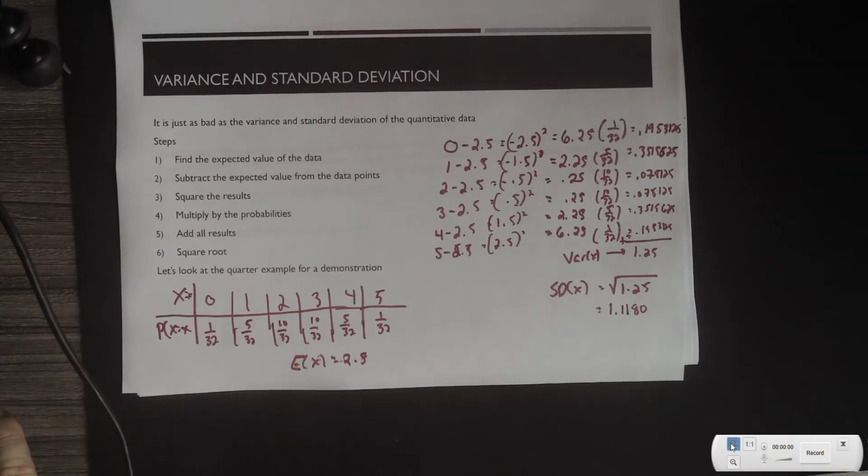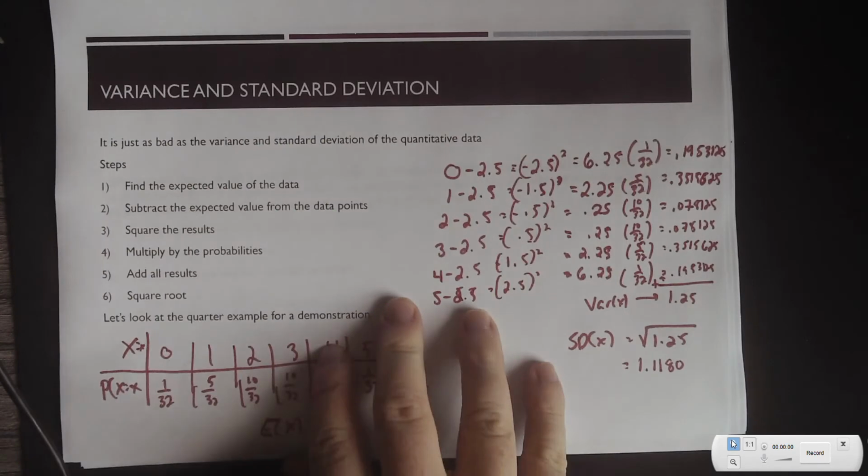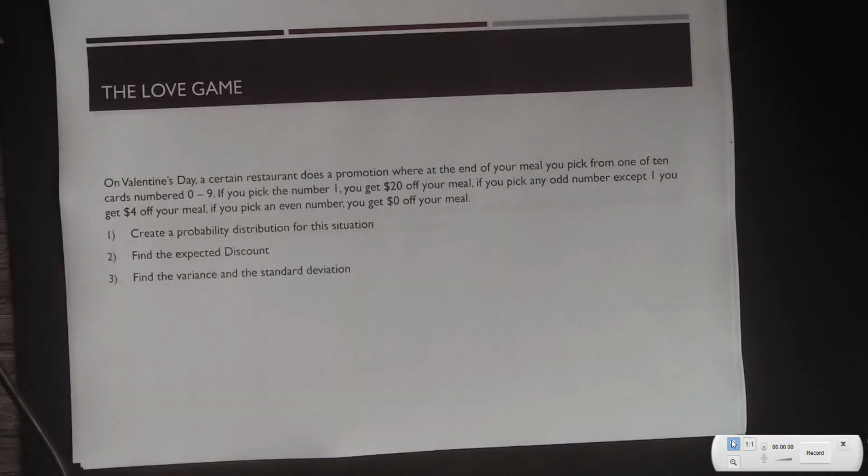Okay, so let's go back here real fast, just to view one more thing. So we got the love game. On Valentine's Day, a certain restaurant does a promotion where at the end of your meal you pick from 1 of 10 card numbers, 0 through 9.